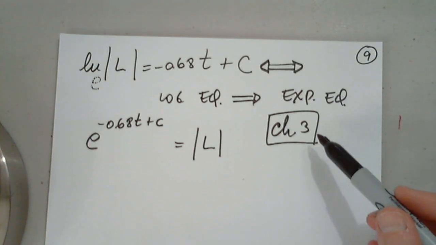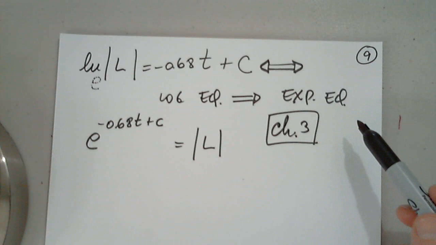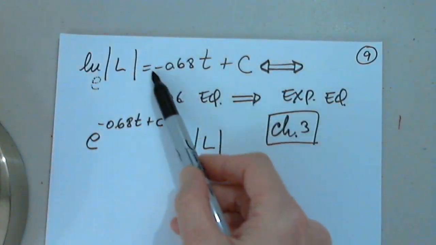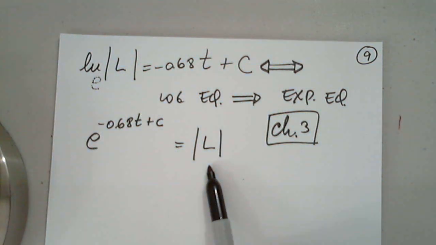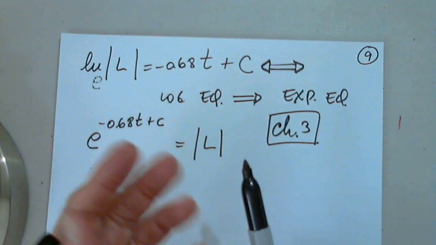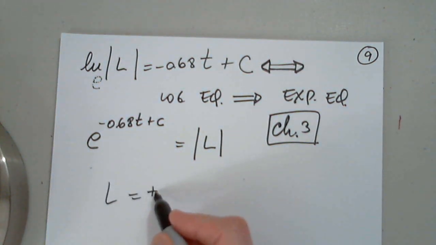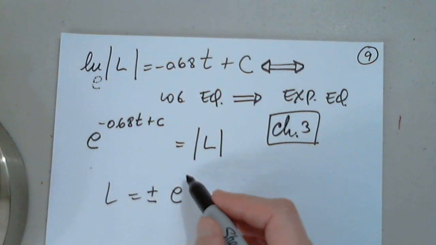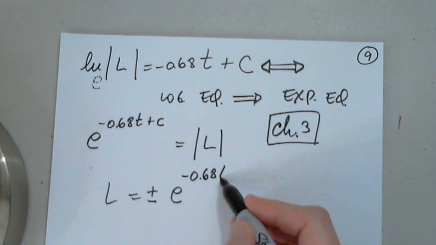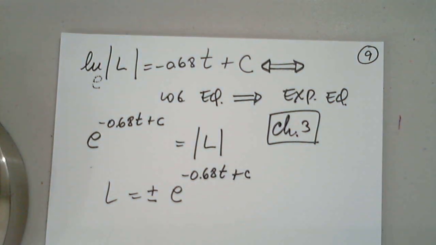This comes from the previous course, algebra. e raised to this number equals the absolute value of L. Now I can write it normally. So L equals plus or minus e to negative 0.68 t plus a constant c.